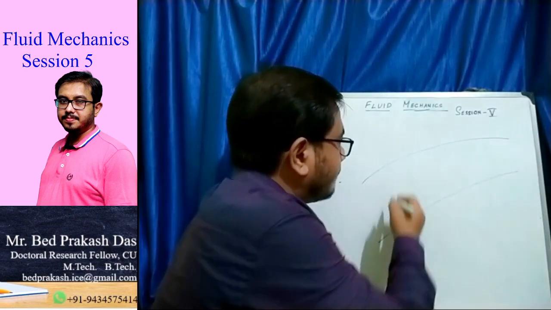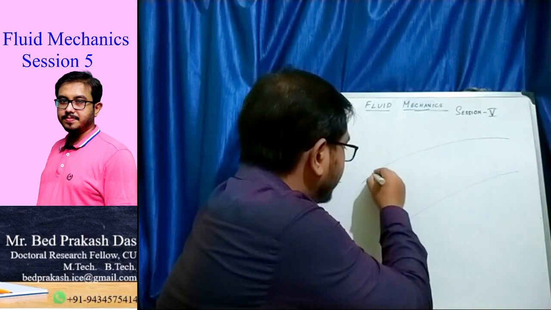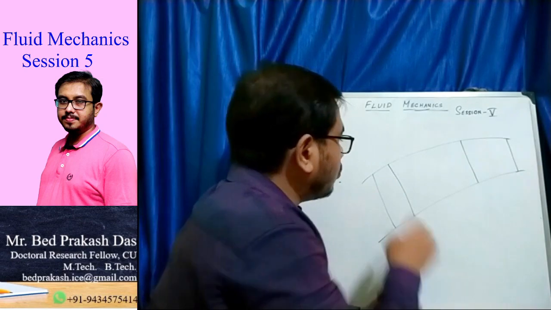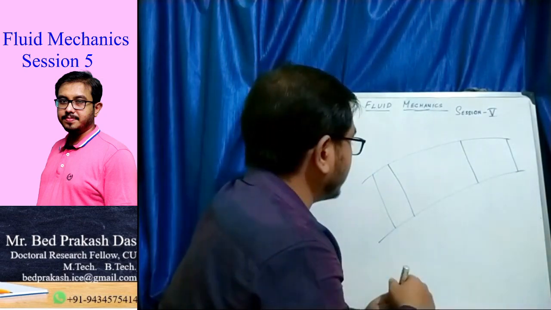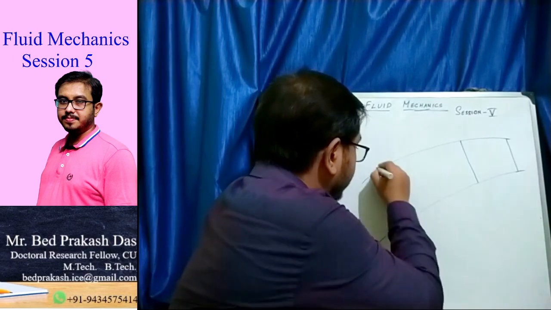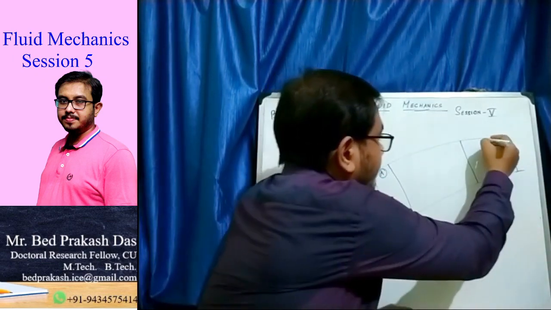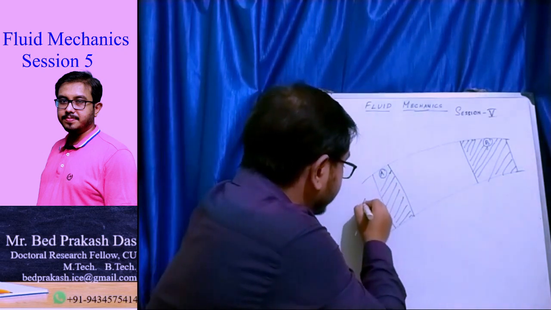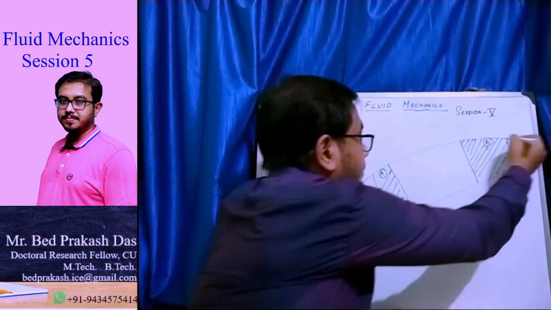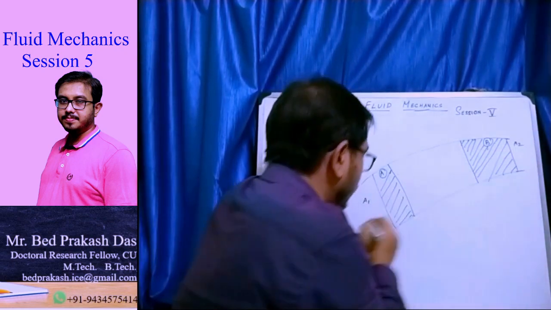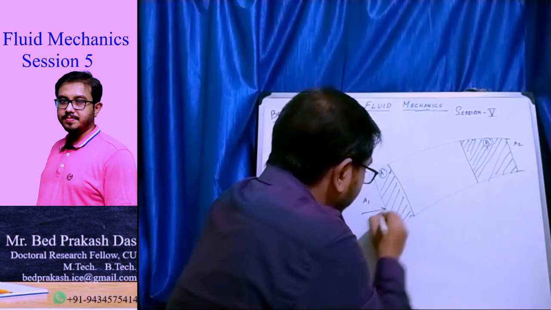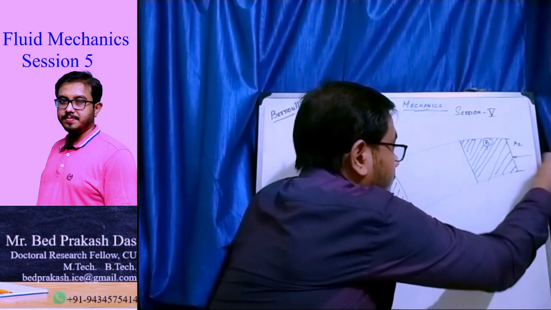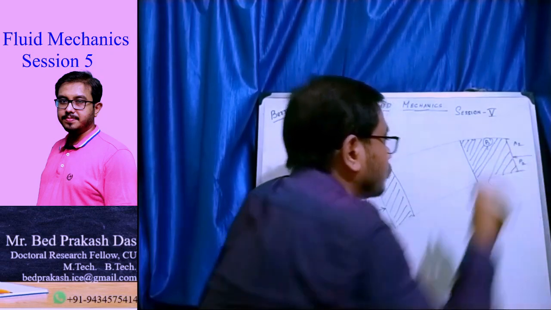Let's consider a variable cross-sectional flowing pipe like this, and two distinct cross-sections, named A and B. The cross-sectional area on side A is A1 and on side B is A2, and the pressure applied from this side is say P1 and the pressure from right to left is say P2.